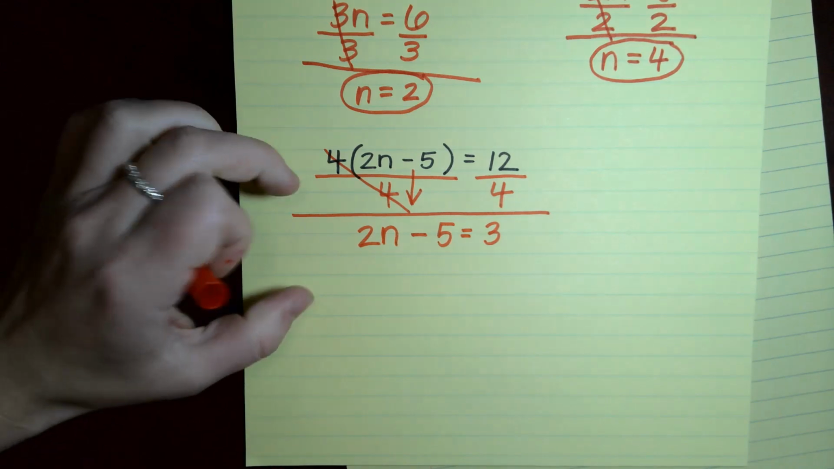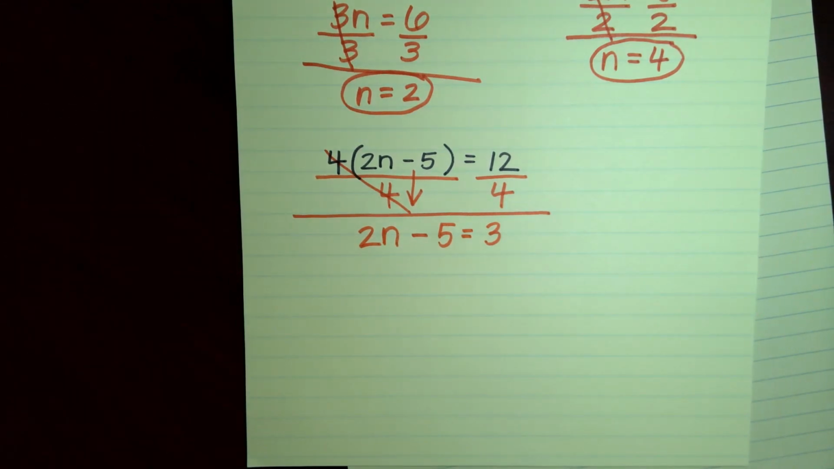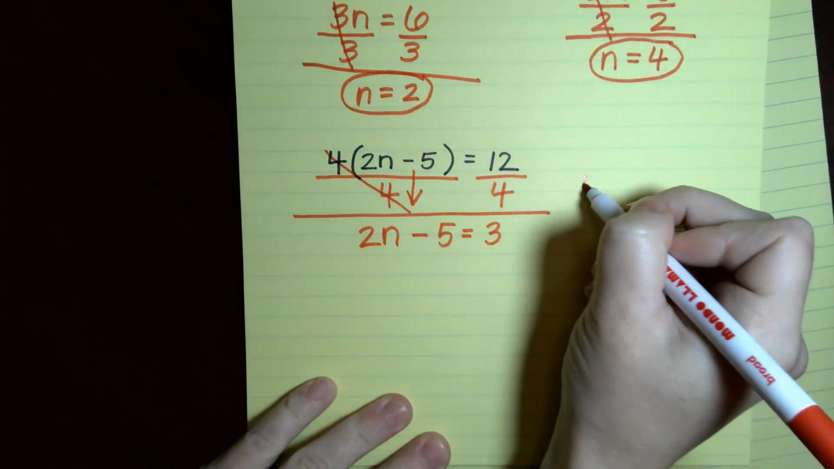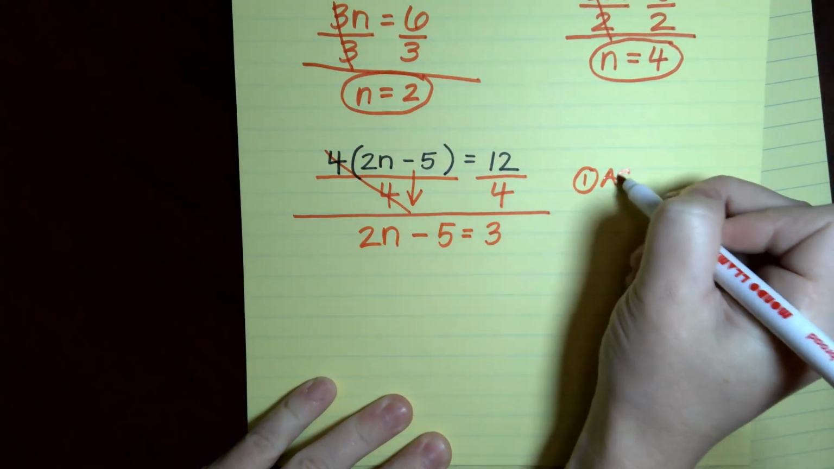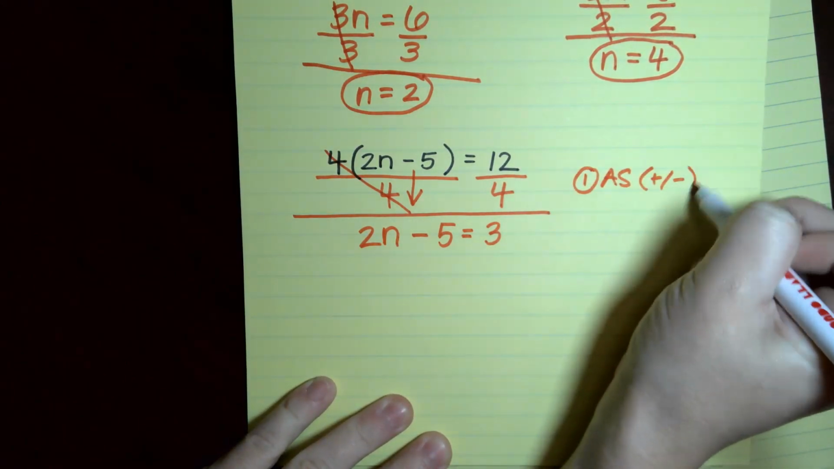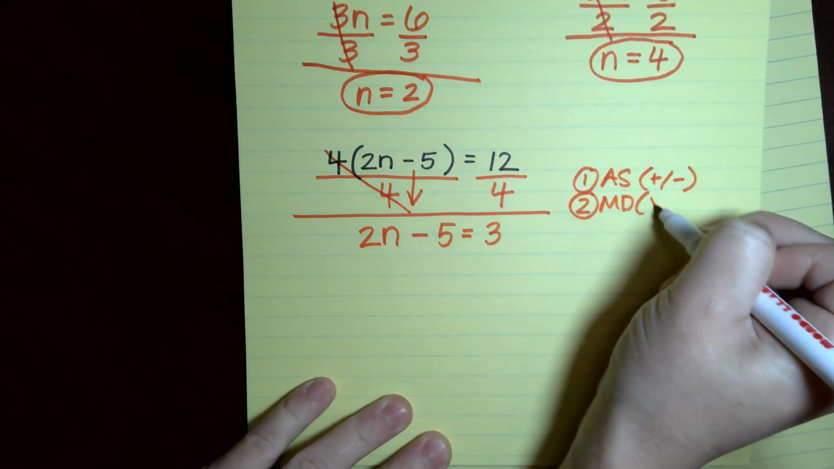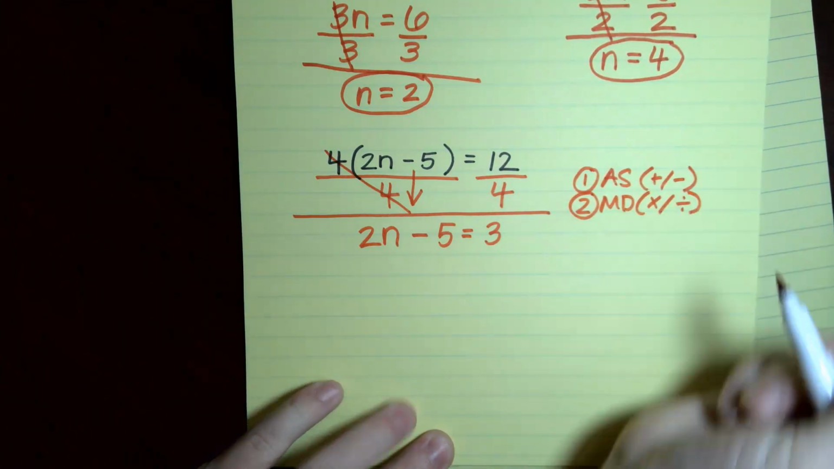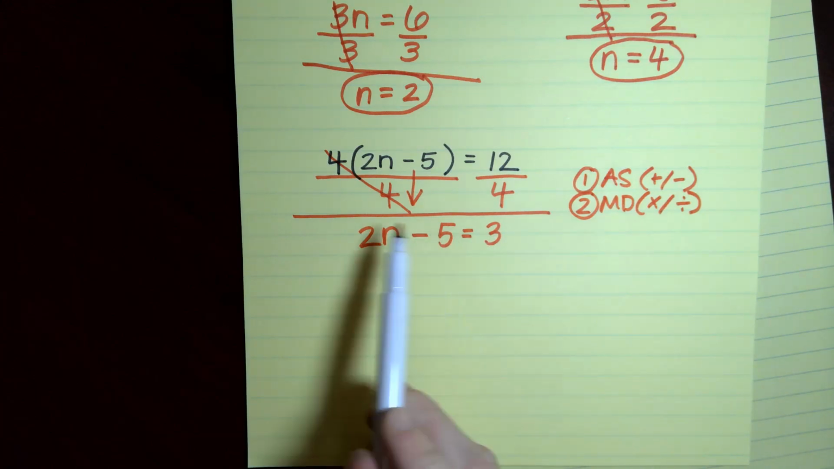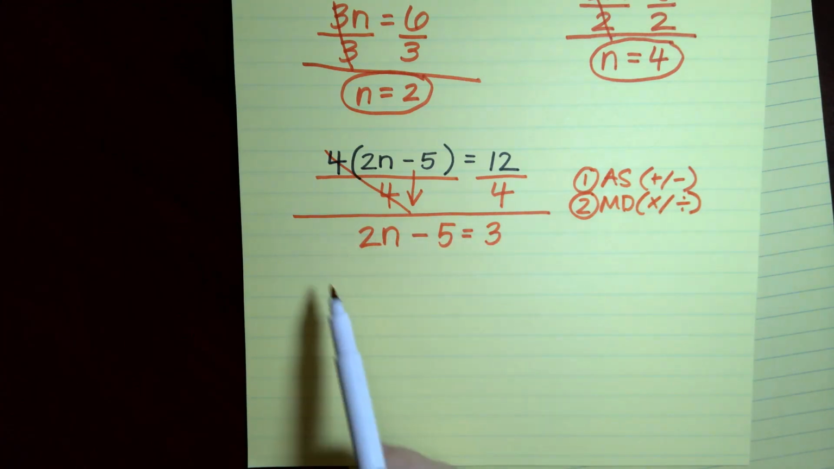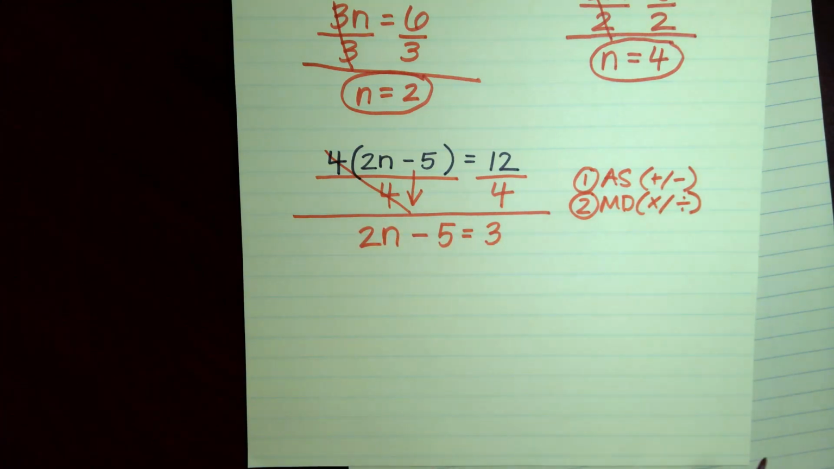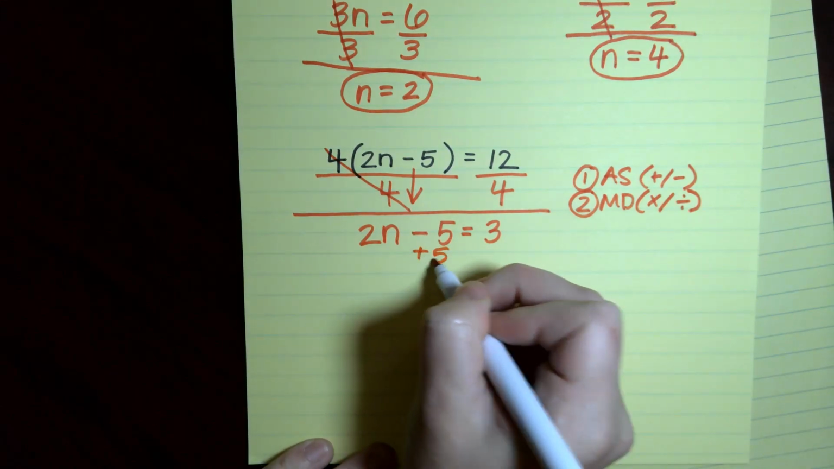So with this one step here, we got rid of that parentheses. Now we can use our regular rules of getting rid of addition and subtraction, then getting rid of multiplication and division. Okay, so now that we know we're going to follow our normal steps, what do we do here? Plus 5 on both sides.